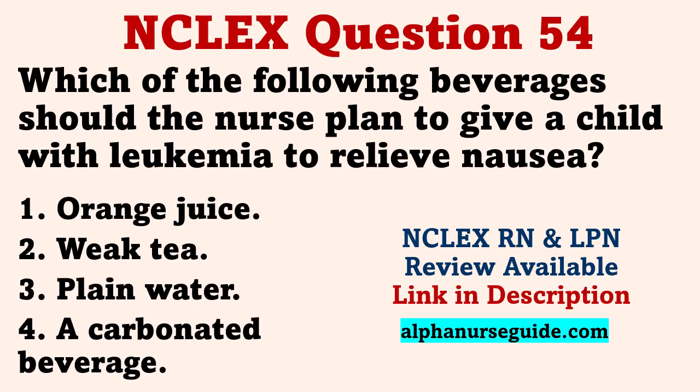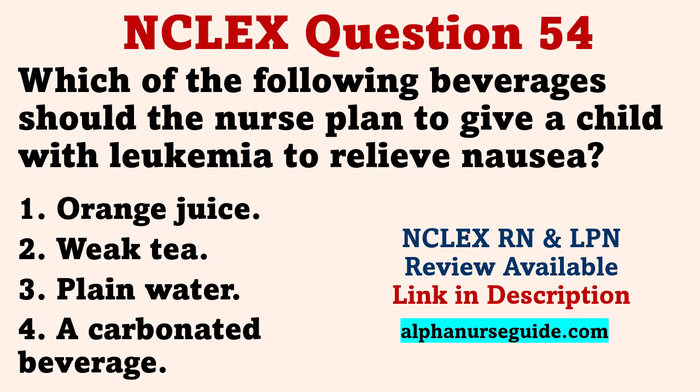Which of the following beverages should the nurse plan to give a child with leukemia to relieve nausea? 1. Orange juice. 2. Weak tea. 3. Plain water. 4. A carbonated beverage. The correct answer is 4.